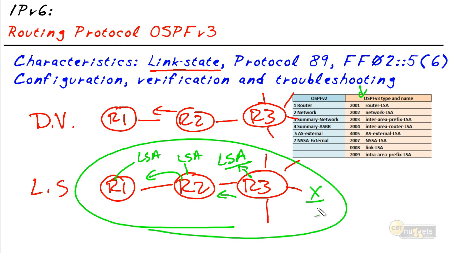Also, if there's a change, if this network goes away, R3 sends a new link state advertisement, an update, and that update gets propagated to all the other devices. So R1 says, oh, that network X is gone? Great. I'll take that out of my considerations. And if there is no other path to network X, we'll remove it from our routing table.